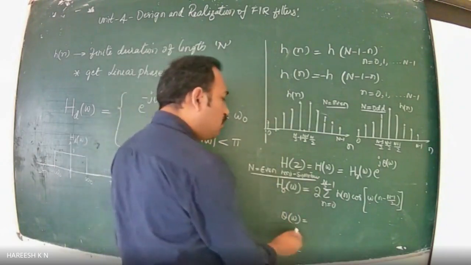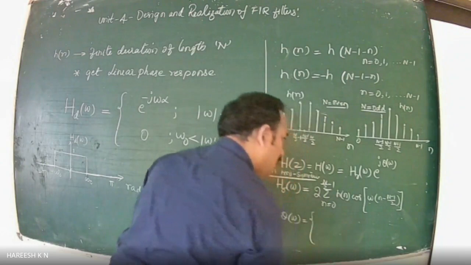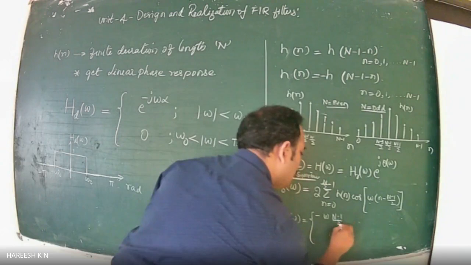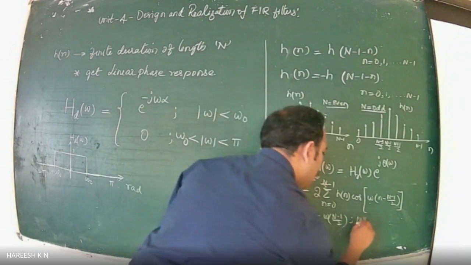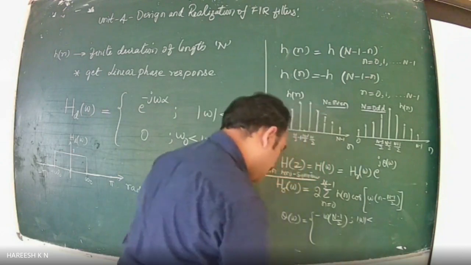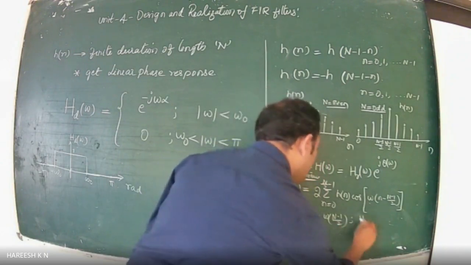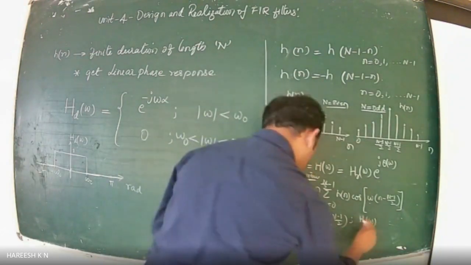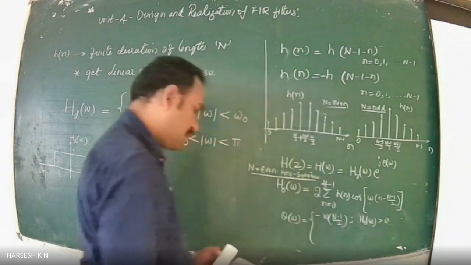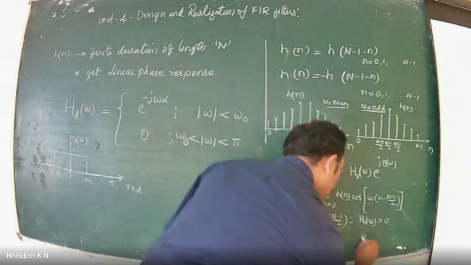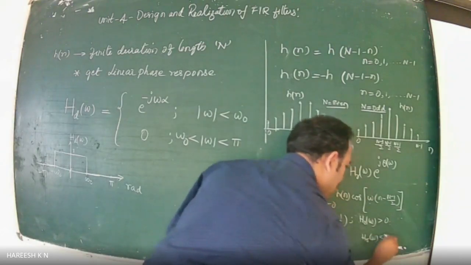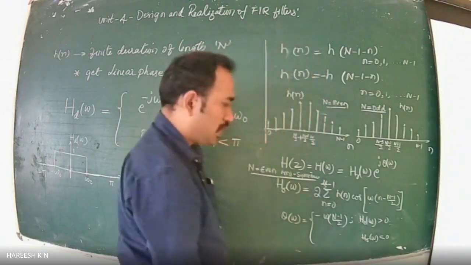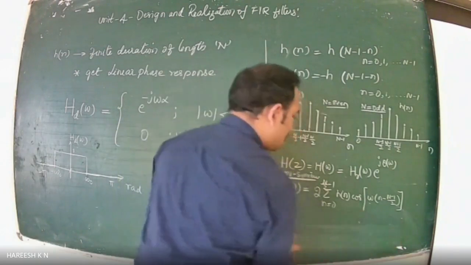Therefore, theta of ω is equal to minus ω into (N minus 1) divided by 2 for magnitude of ω less than ω naught, in terms of the magnitude frequency response h_r of ω, if this h_r of ω is greater than 0, and for h_r of ω less than 0. Is it not visible to you? Okay, fine. We'll write the phase response separately.